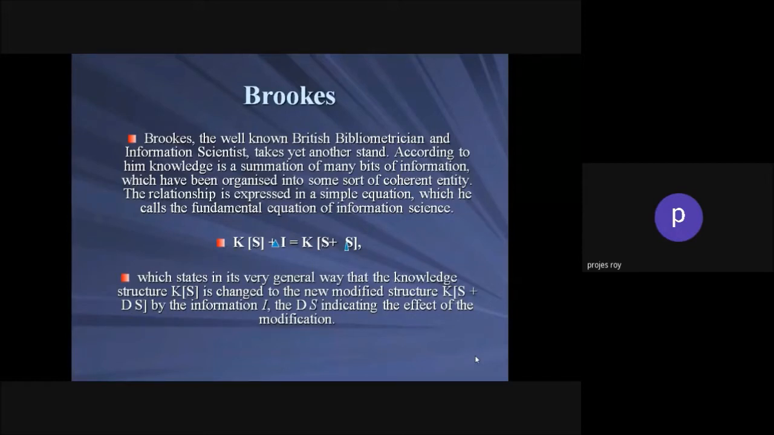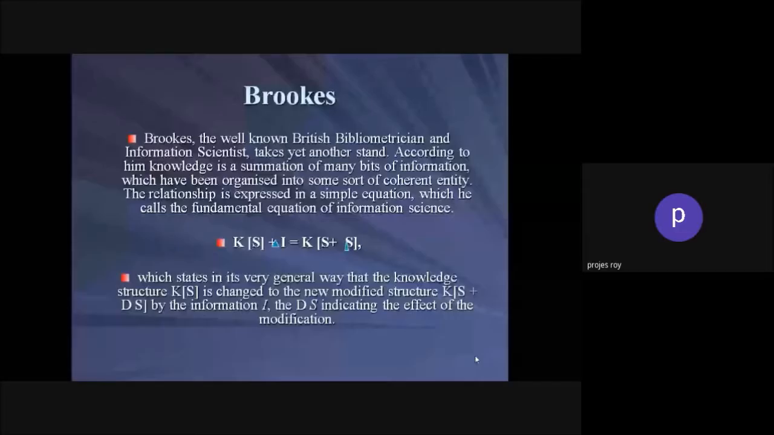So here you can see, stated in a very general way, that the knowledge structure K(S) is changed to the new modified structure K(S plus delta S) by the information I, the delta S indicating the effect of modification. Thus, he has created a new dimension in knowledge dimension, the information towards knowledge dimension, modified.